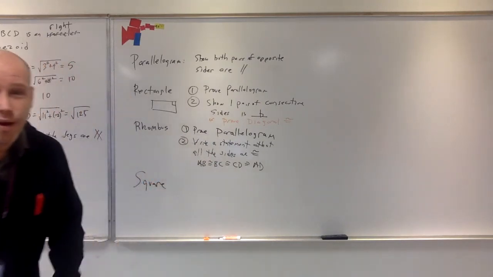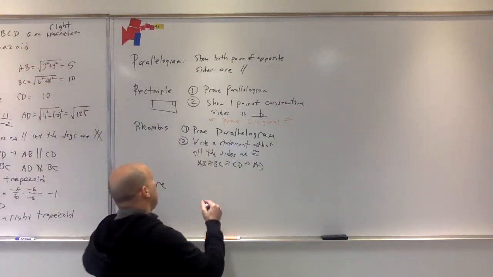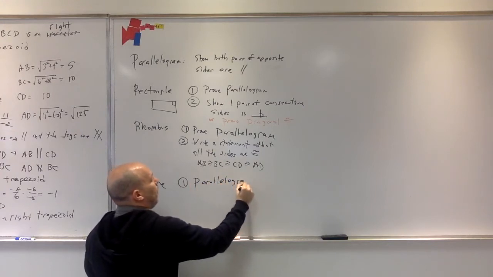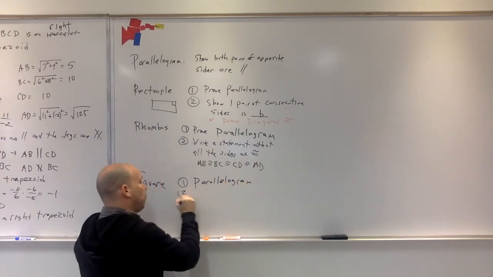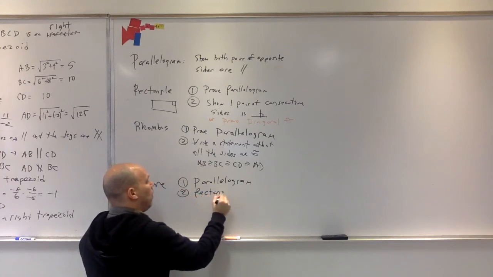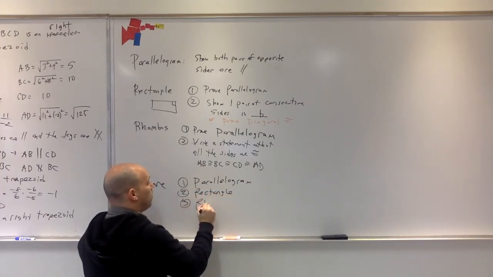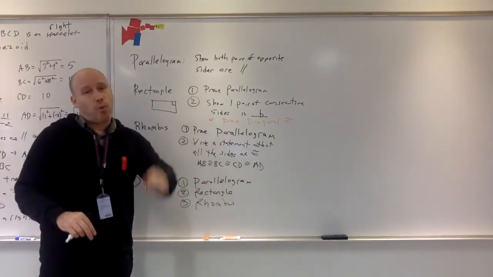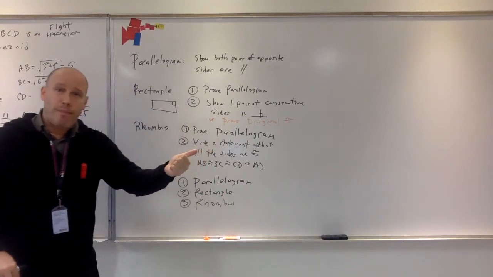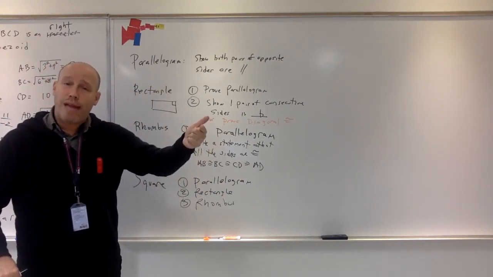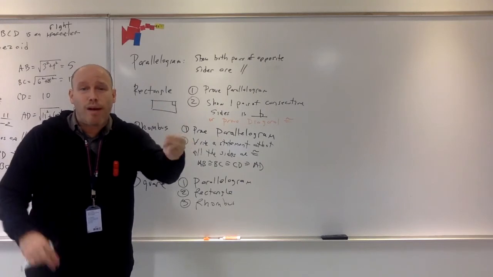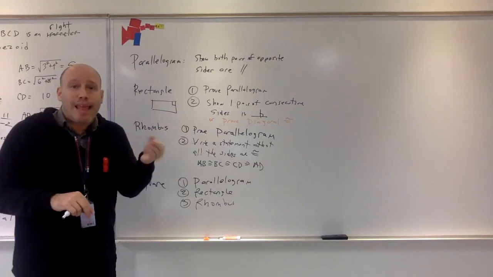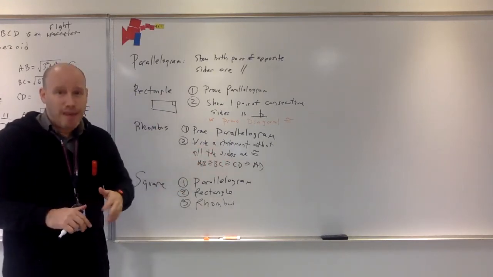Last thing, square. Well, a square is very straightforward. First, what's the first thing you need to do? Parallelogram. What's next? Rectangle. Last, rhombus. Once you've gone through these, you can say square. I proved it's a parallelogram. I proved that all the angles are right angles, because I proved one pair of sides is perpendicular. And then lastly, all the sides are congruent. Therefore, we have a square.